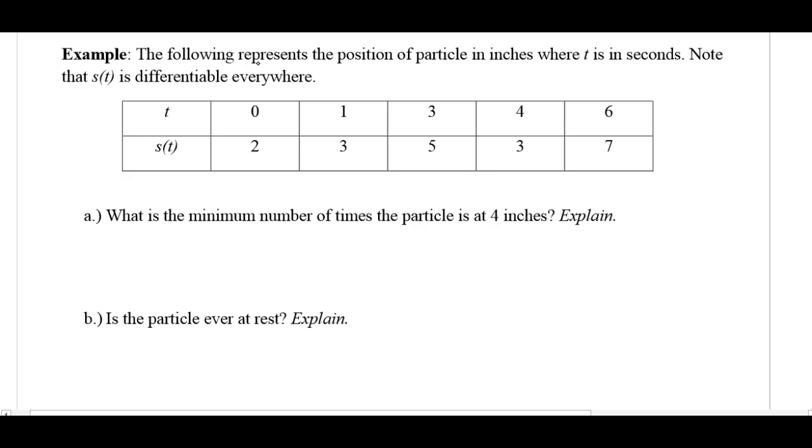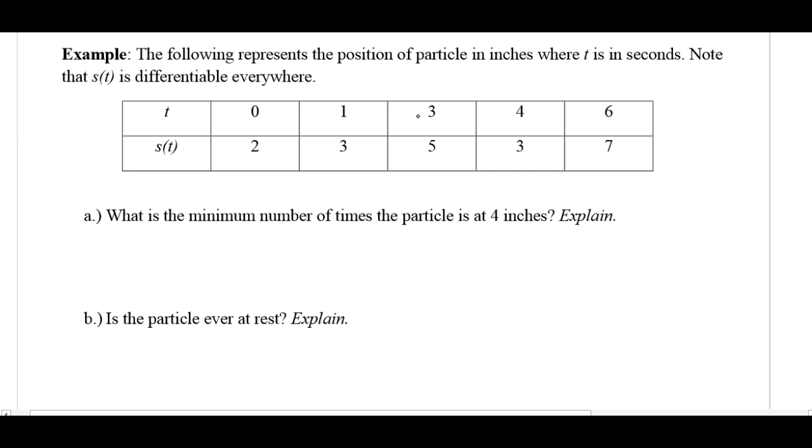Alright, in this next example, the following represents the position of a particle in inches where time is in seconds. Note that S of t is differentiable everywhere. So here's this table of data, and in the first question we're asked, what's the minimum number of times the particle is at 4 inches? So taking a closer look at the table, at time 0, the particle is at 2 inches. At time 1, it's at 3 inches. At time 3, it's at 5 inches. At time 4, it's back to 3 inches. And then at time 6, it jumped to 7 inches.